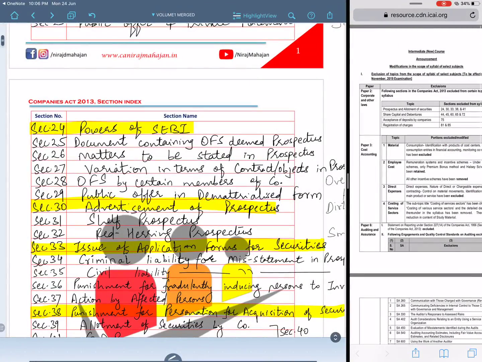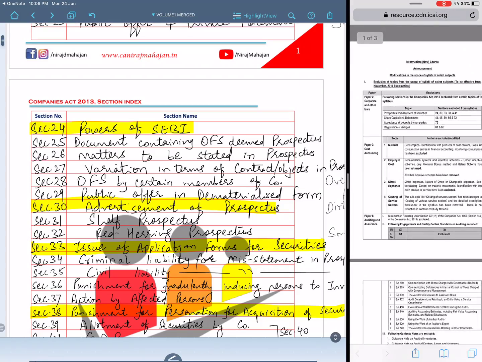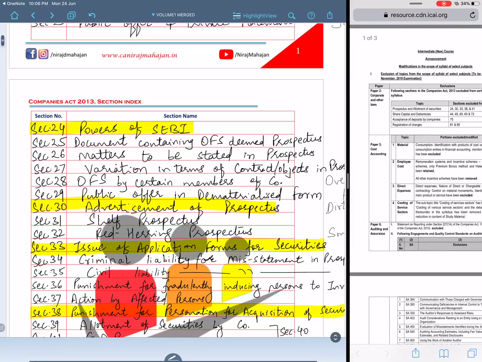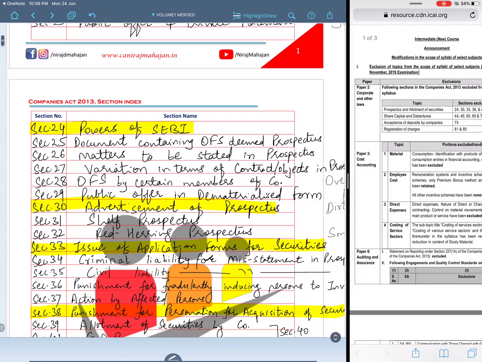Hello students, a notification has come for CA Inter-level for change in the syllabus effective from November 2019 examination. Specifically, let us talk about paper 2 corporate and other laws. Let us see what syllabus has changed.